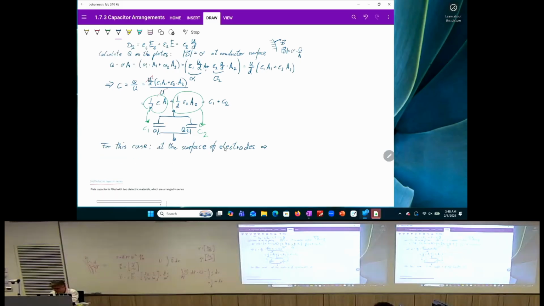Yes, the charge splits according to capacitance. So in region 1, sigma 1 is equal to D1, equal to Q1 over A1. And in region 2, you have sigma 2, which is equal to D2, equal to Q2 over A2.